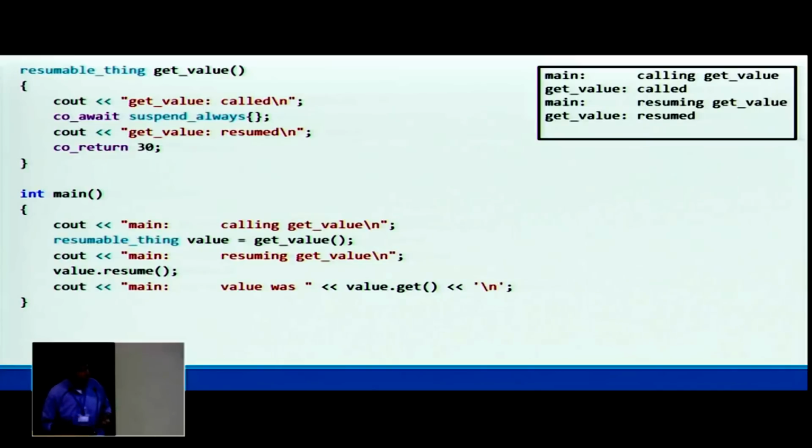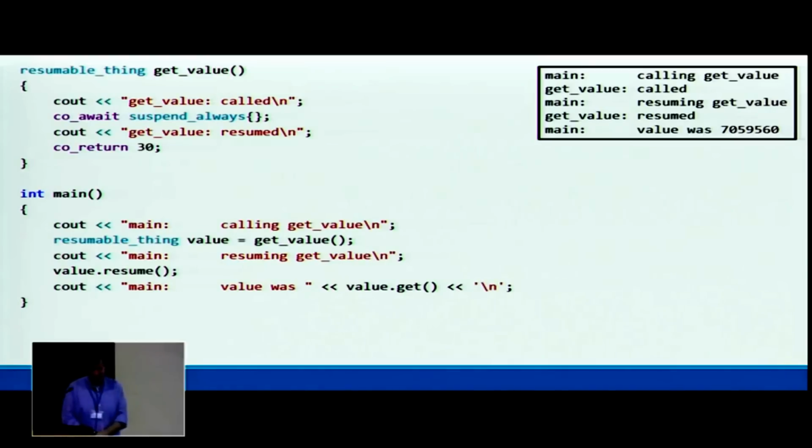We reach the co-return function. The code that the compiler generates will call that return value function. It'll set the return value to 30 and return control back to the main function. And then in the main function, we'll say main value was, and we'll print out the value that was returned, which was 7,059,560. So that's perfect. Any questions?